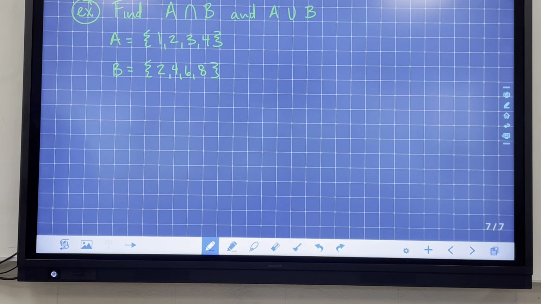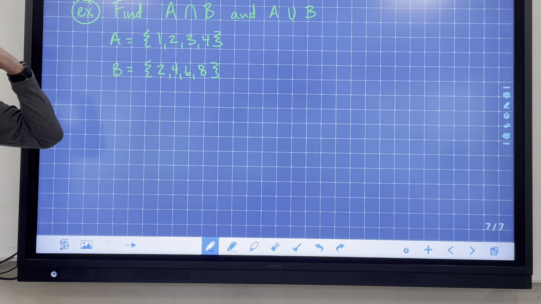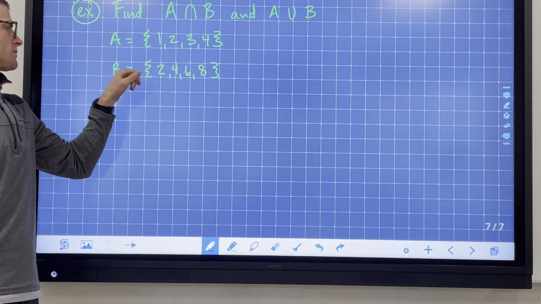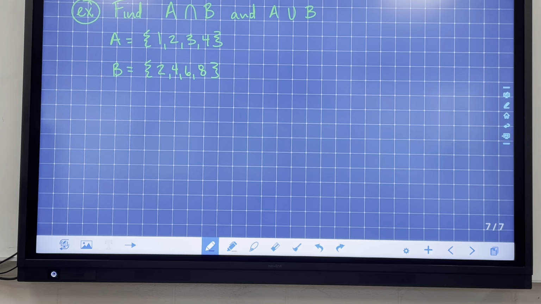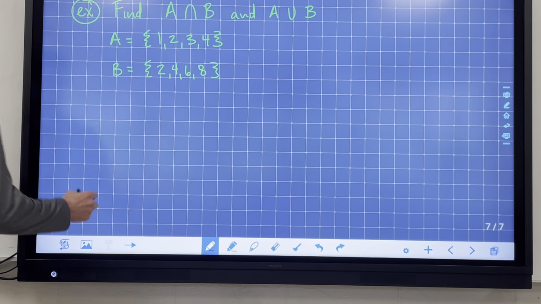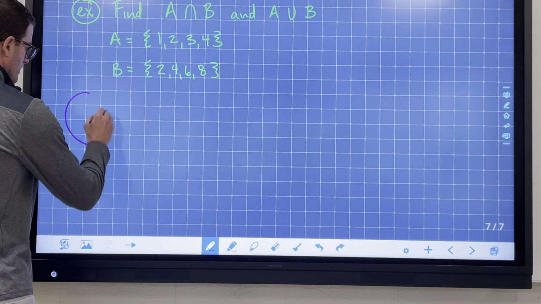Another example. Here we're trying to find the intersection of A and B, and then also the union of A and B. A, we're told, is a set that consists of 1, 2, 3, and 4. B is a set that consists of 2, 4, 6, and 8. So first let's try to find the intersection. And if we want, we could make the Venn diagram.